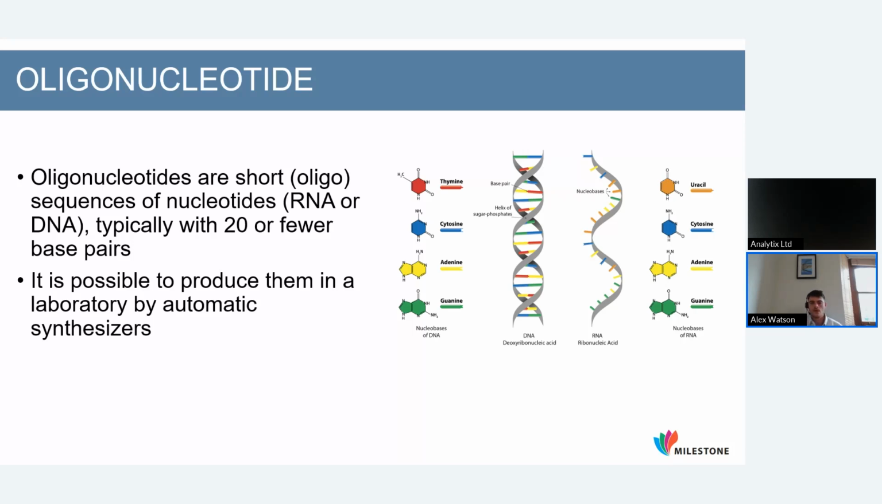So these nucleic acids do occur naturally, but it's now also possible to produce them in the lab using an automatic synthesizer. So there's a growing trend of labs bringing synthesis in-house rather than using large external suppliers. And the reason for this is that the technology is just getting more accessible, and it's easier to do it on a lab scale in your own lab.